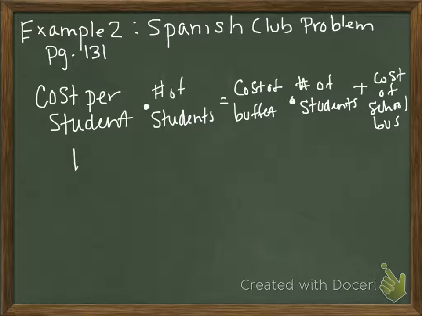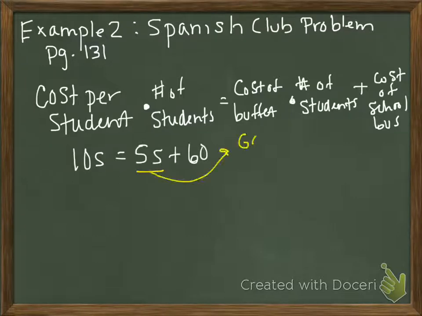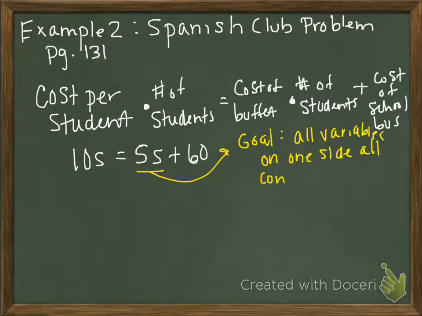So we have the cost per student times the number of students equals the cost of the buffet, which was $5, times the number of students, plus the cost of the school bus. And we want it to just cost $10 per student. So we wrote our verbal equation, and now let's substitute. We have $10 times the number of students, which is s, equals $5 for the buffet times the number of students plus $60 for the bus. And again, we want all of our variables on one side and all of our constants on the other.